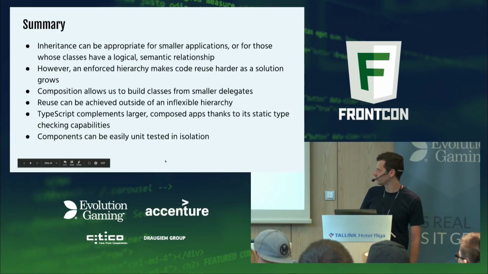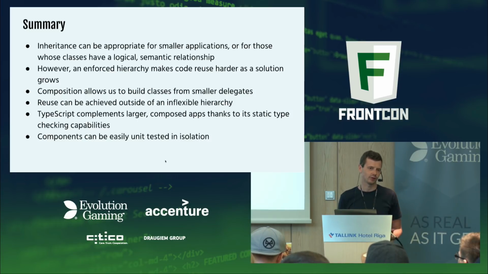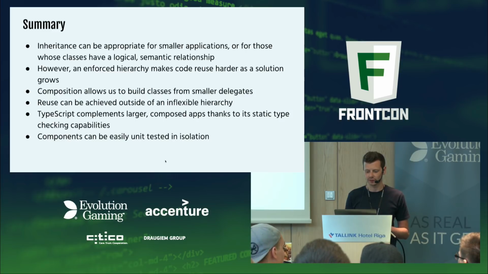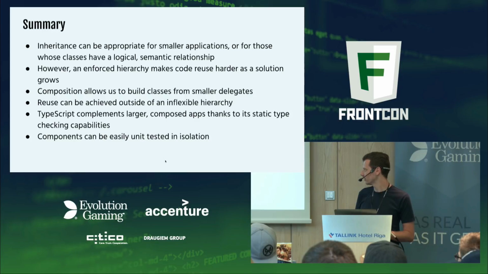Okay, so to summarize, inheritance can be appropriate for smaller applications or where we do have some kind of logical semantic inheritance graph and all the entities or classes have some kind of relationship. But an enforced hierarchy, generally speaking, makes it harder to reuse code as a solution grows. Composition, however, allows us to build classes from smaller delegates, and reuse can be achieved outside of an inflexible hierarchy.